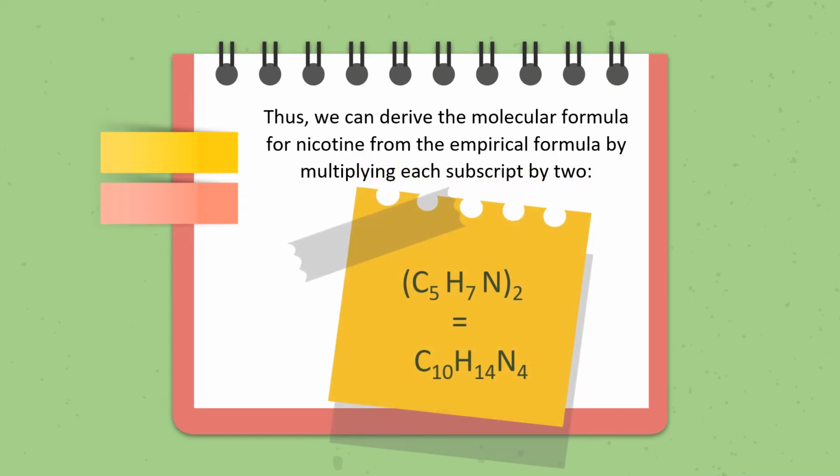So you will have 5 times 2 for carbon, that would be 10. For hydrogen, 7 times 2, and nitrogen, 1 times 2. So the molecular formula for nicotine will be C10H14N4.